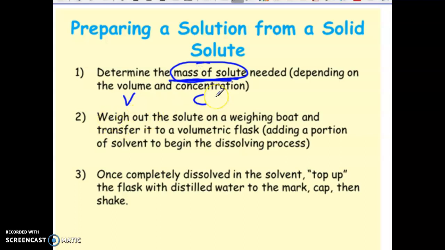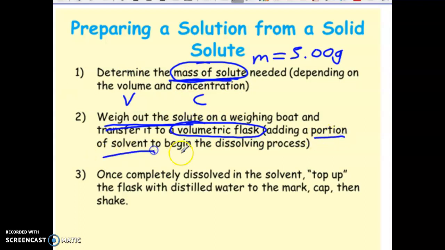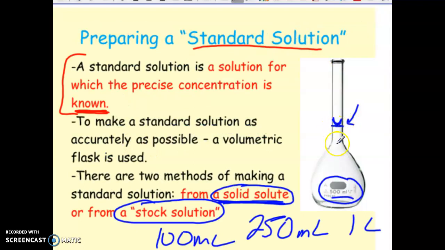Once you know the mass, let's say the mass I need is 5.00 grams, you weigh out the amount that we just calculated and put it into the volumetric flask. You then add some solvent to start to dissolve that 5 grams. It's important that you don't fill it all the way to the top. Here's our volumetric flask, and let's say my 5 grams is in here. You never fill it all the way to the top unless it is fully dissolved.